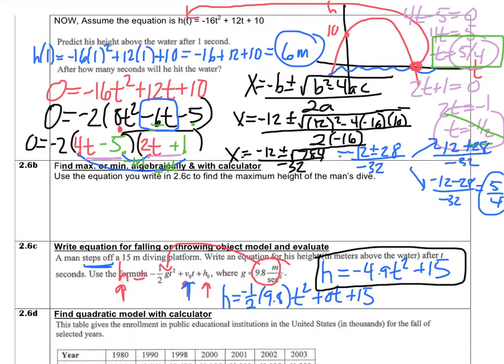Now, if we were to make a sketch of this scenario, by the way, this man is going to be at about 15 meters high. So let's say that's 15 meters. If you sketch his parabola, it's going to look something like that.